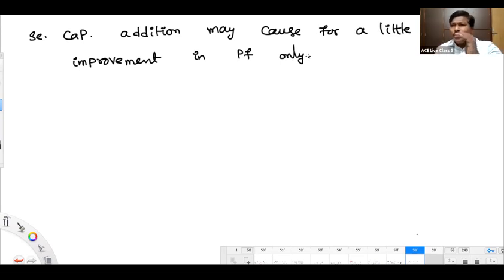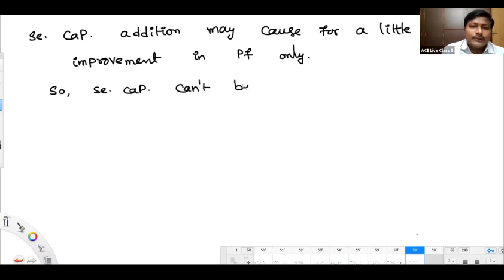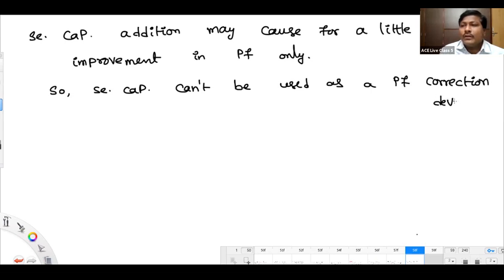So I can't use this series capacitor as a power factor correction device. Series capacitor can't be used as a power factor correction device. Okay, done. Next thing.